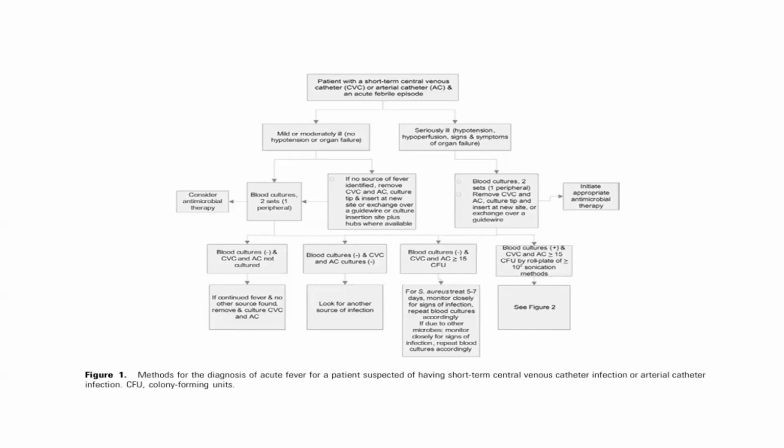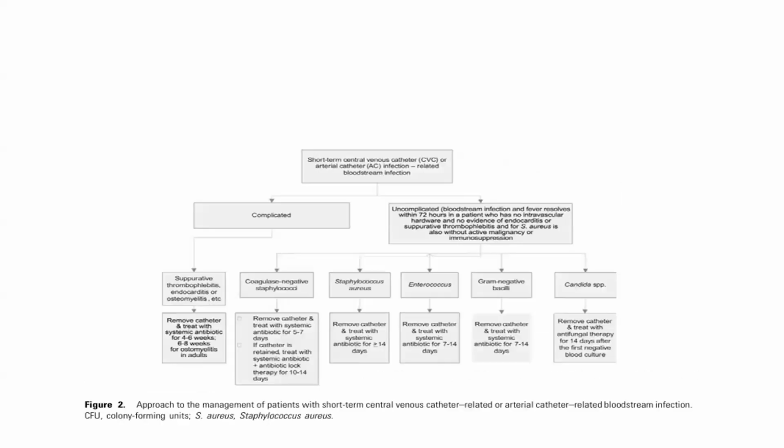If blood culture, 2 sets, one is peripheral, then remove the CVC, culture the tips, insert at a new site or exchange over a guide wire, and initiate appropriate therapy. So for short-term central venous catheter or arterial catheter infection, if it is related to the bloodstream, if it is a confirmed CRBSI, then again it is divided into complicated and uncomplicated.